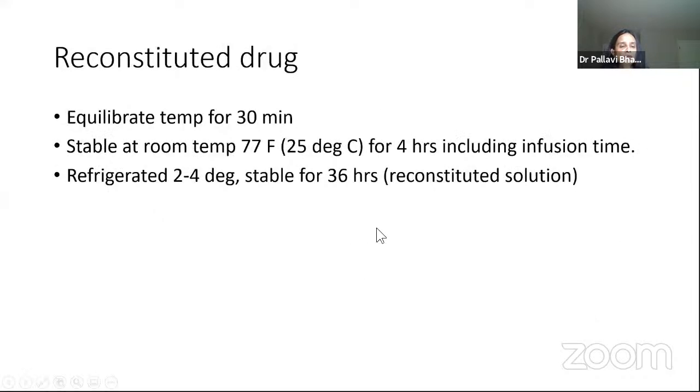Once you reconstitute the cocktail, it is stable at room temperature for about 4 hours. So it cannot be left outside for longer than that, and that also includes infusion time. And as I've heard, one package is good for 2 patients. If you're going to reconstitute it, then you'll have to refrigerate it if you don't have a second patient to infuse it to. But when you get ready to infuse the next patient, bring it to room temperature for about 30 minutes, so just equilibrate the temperature. And then the reconstituted solution is good for 36 to 48 hours at refrigerator temperature, 2 to 4 degrees.